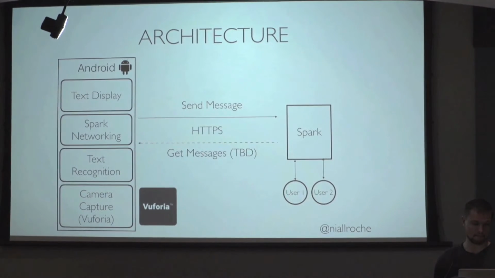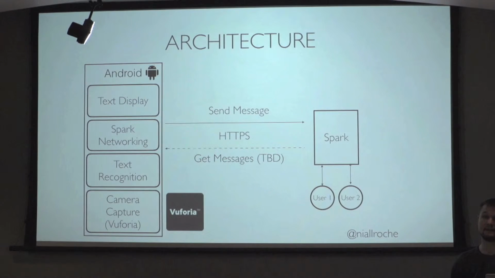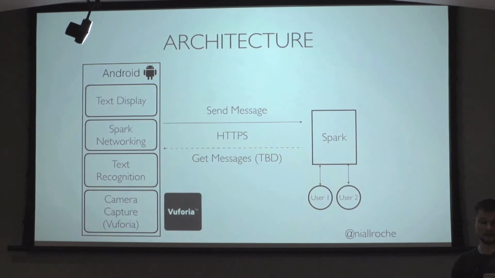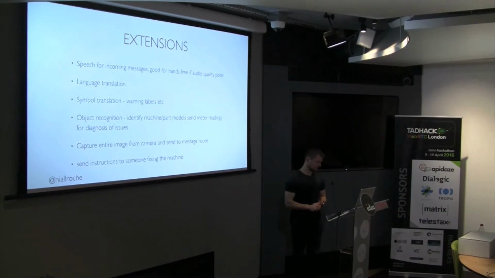Spark networking. One of the issues that I encountered was that this is running on Android, my implementation. There is a Java API for Spark, but unfortunately it doesn't work with Android due to some JSON parsing issues in there, so I just kind of wrote it from scratch inside Android. And then it's using a third-party API called Vuforia for doing some of the camera capture. It's pretty basic, again, but it could be useful as a basis for building out more complicated applications on top of that.